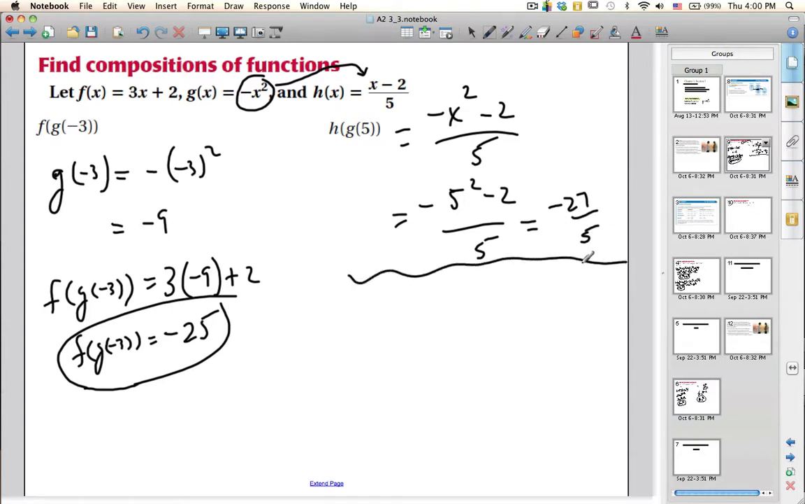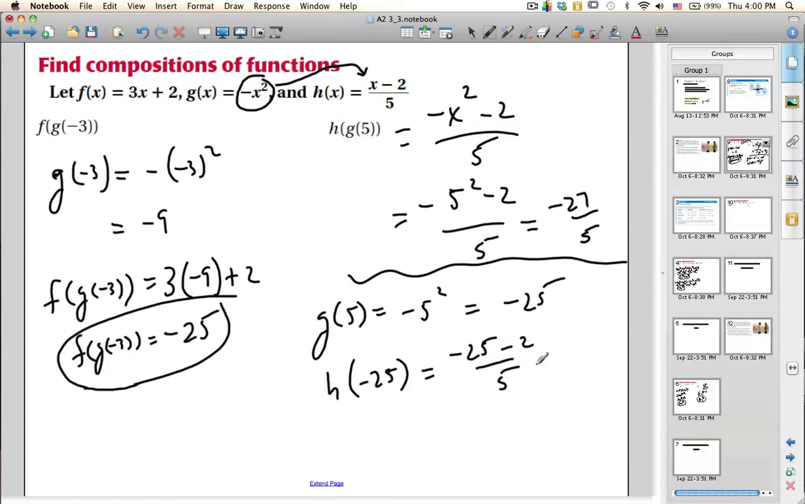So just to show you that if I had done it as a two-step process, that would be the same. I have g of 5 is equal to the opposite of 5 squared, which is equal to negative 25. And if I take that and plug it into the h function, I'll have negative 25 minus 2 divided by 5, which is negative 27 over 5. So you see I get the same answer. It's just up here I did it in pretty much one step.